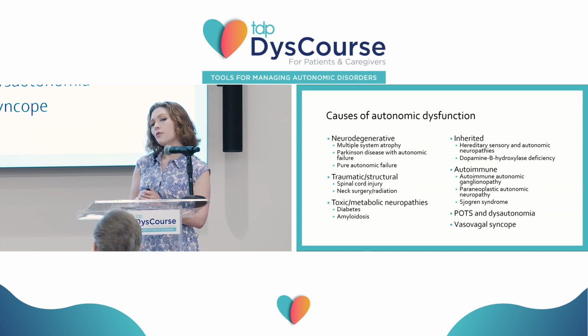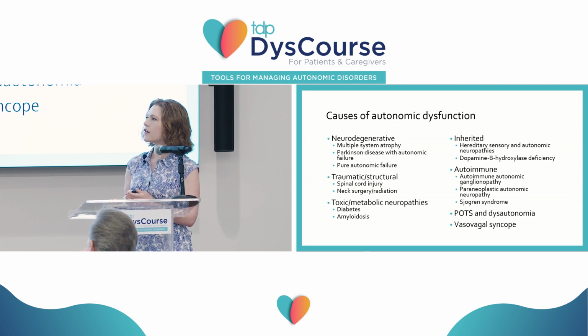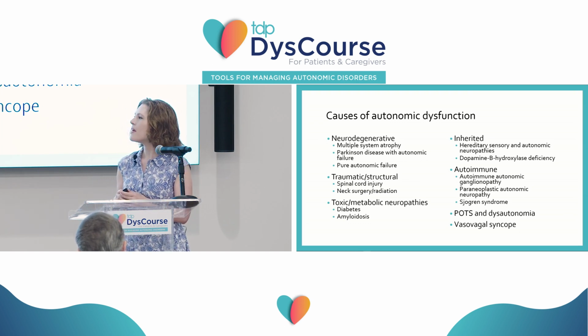There are autoimmune conditions that can affect the autonomic nervous system. Some of them are very rare and very well characterized. And then there's a very active area of research looking into the crosstalk between the immune system and the autonomic system and how those two might be working together or in opposition to each other. That is not well understood, but a very active area of research right now.